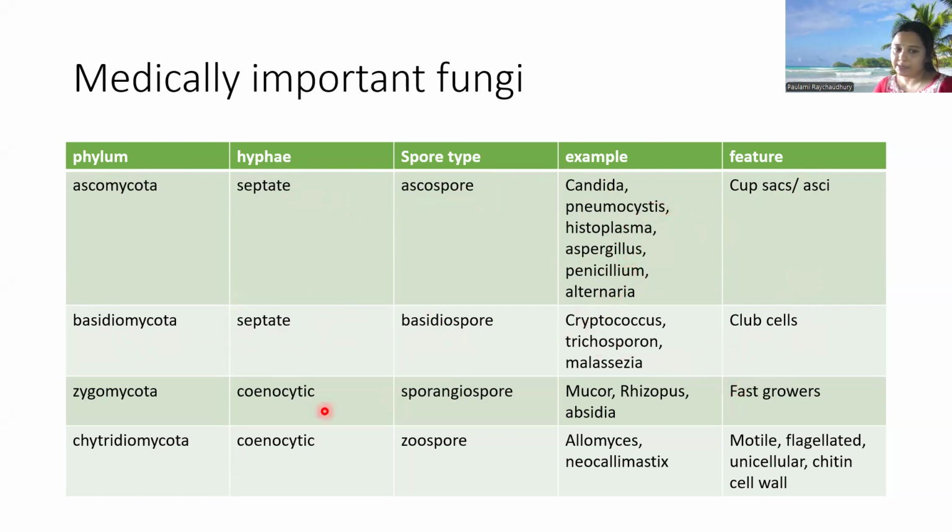They have club cells. Zygomycota have coenocytic hyphae. They have sporangiospores, examples Mucor, Rhizopus, and Absidia. They are fast growers. And now we have seen that Zygomycota are not monophyletic. They are divided into different phyla, and the name has been changed. Chytridiomycota also have coenocytic hyphae. The spore type is zoospore, examples Allomyces, Neocallimastix, and they are flagellated. They are motile, unicellular with chitin cell walls.